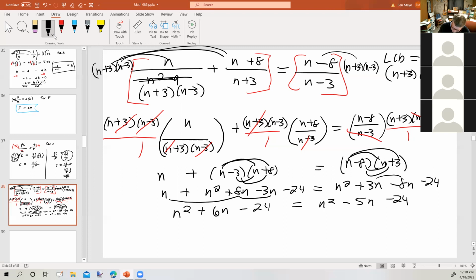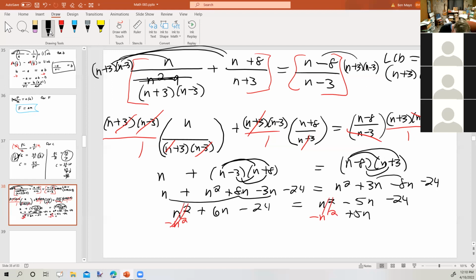At this point, it's a second degree equation. I'm going to put everything on the left. So I'll start by subtracting n squared from both sides. But when I do that, I see that the n squareds cancel. And now it's a first degree equation.